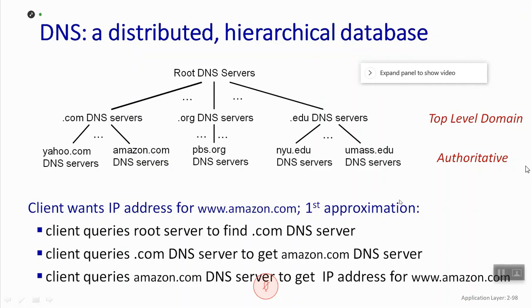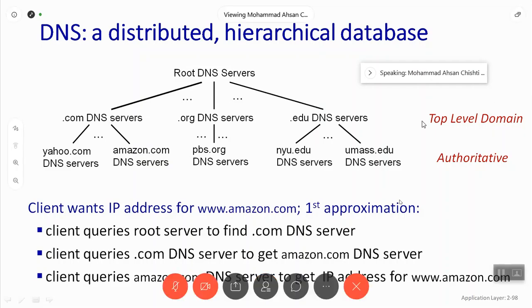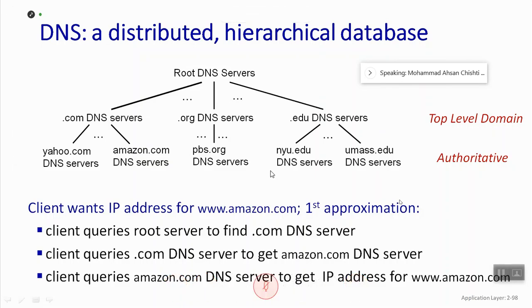So if a client wants the IP address for a domain name, which is amazon.com, the first approximation is that the client queries the root, which is given here. And then the root would query its .com server. And within this .com, it will get the IP address of this domain name.